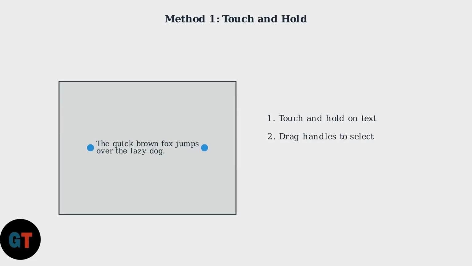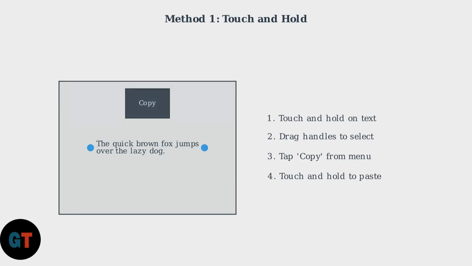You can then drag these blue handles to select your desired text. After selecting your text, tap Copy from the context menu that appears. To paste, simply touch and hold in your destination area and tap Paste.